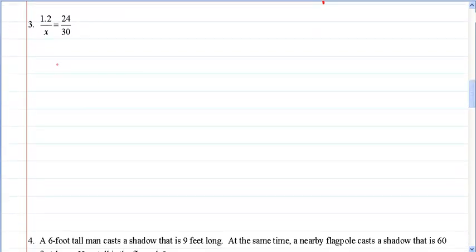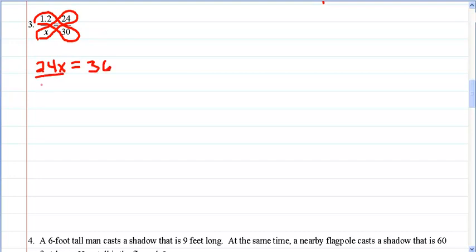For number 3, 1.2 over x equals 24 over 30. So I'm going to start with the product that has the variable, 24x, and then I take the product of 1.2 times 30, and 1.2 times 30 is equal to 36. And to solve for x, I divide both sides by 24 so that x is equal to 36 over 24, which is a fraction, but it's not reduced.